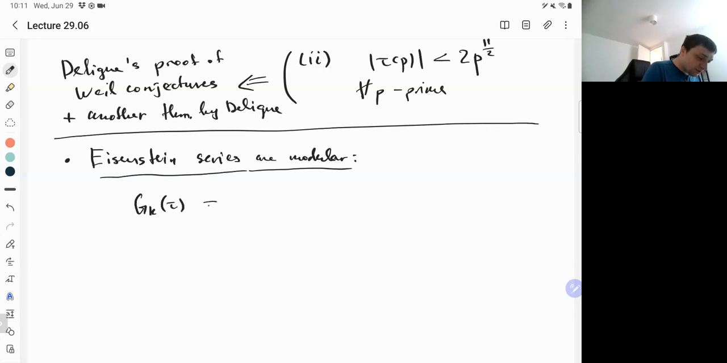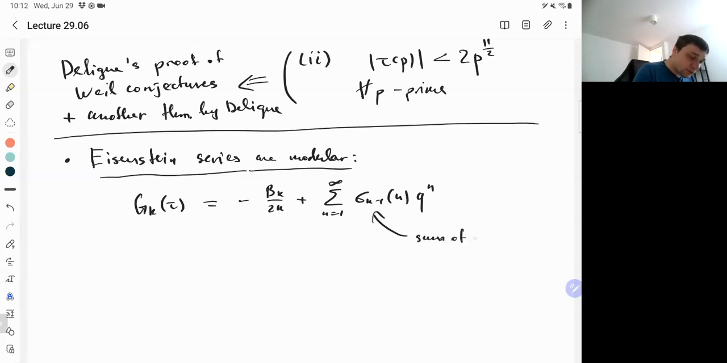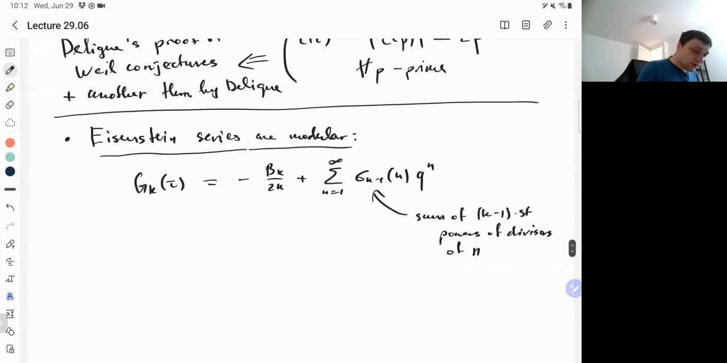Yesterday I gave the definition by Fourier expansion. I'll remind you, this is a divisor sum of k minus first powers of divisors of n. And then the B_k are Bernoulli numbers.